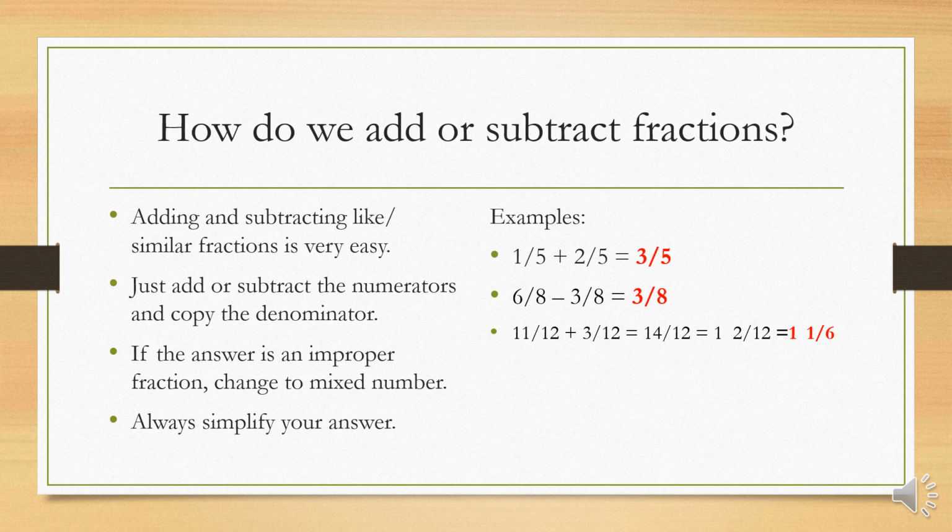11 over 12 plus 3 over 12. Let's add the numerators. 11 plus 3 equals 14. Copy the denominator 12. 14 over 12 is an improper fraction. So let's change to mixed number. Let's divide 14 by 12. So it becomes 1 and 2/12.